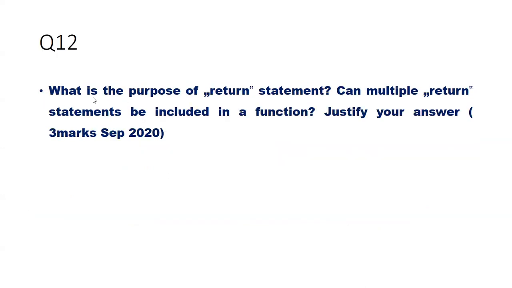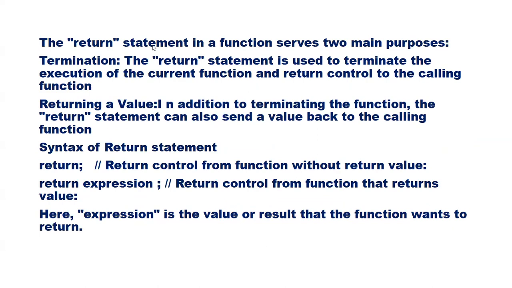Next question, what is the purpose of the return statement? Can multiple return statements be included in a function? Justify your answer. The return statement in the function serves two main purposes. Termination: the return statement is used to terminate the execution of the current function and return control to the calling function. The second purpose is returning a value. In addition to terminating the function, the return statement can also send a value back to the calling function.